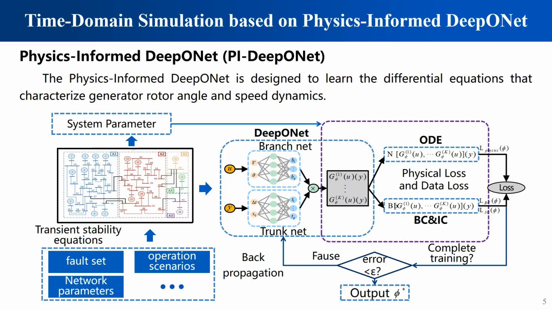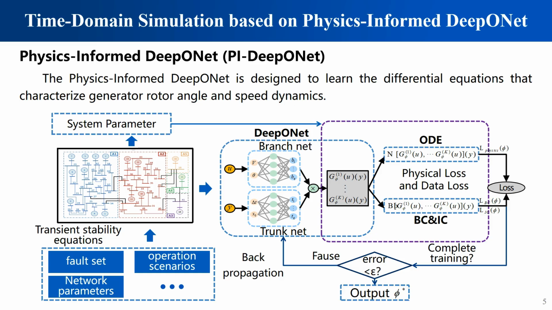On the left, transient stability equations are generated from fault sets, network parameters, and operating scenarios. These inputs define the system parameter set. They enter the branch net, while time-related query information enters the trunk net. The middle part is still DeepONet. Branch features and trunk features are combined to output candidate trajectories.